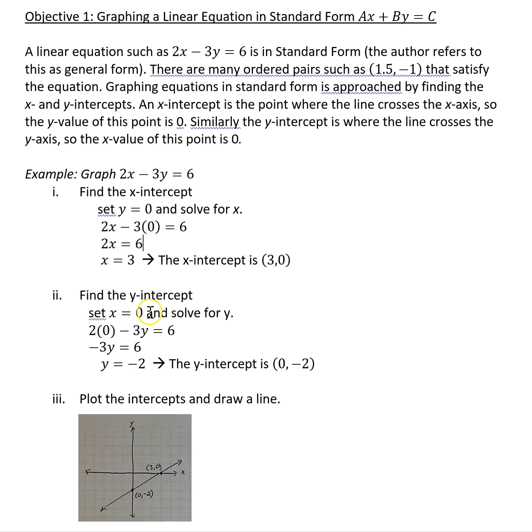Now this time the x value is 0. So put 0 in for x. I'm left with negative 3y equals 6. I solve for y and get -2. The y-intercept is at 0, -2. I plot those 2 points. So I'm going to plot the ordered pair 3, 0, and the ordered pair 0, -2, draw a line through it, and I'm done with my graph.